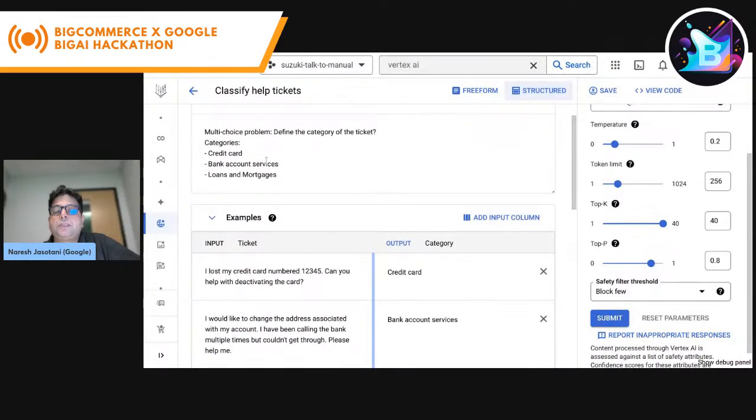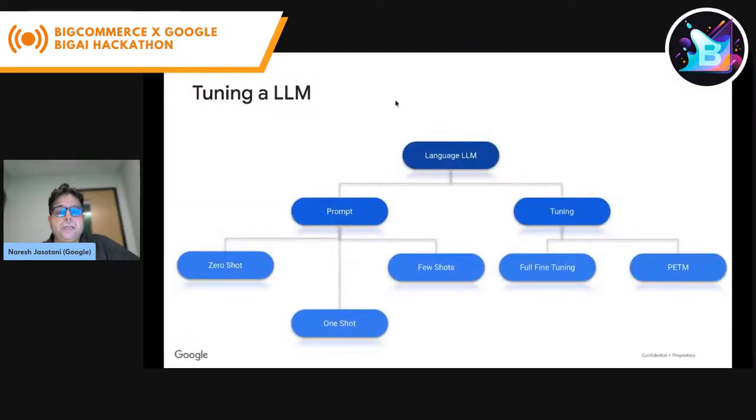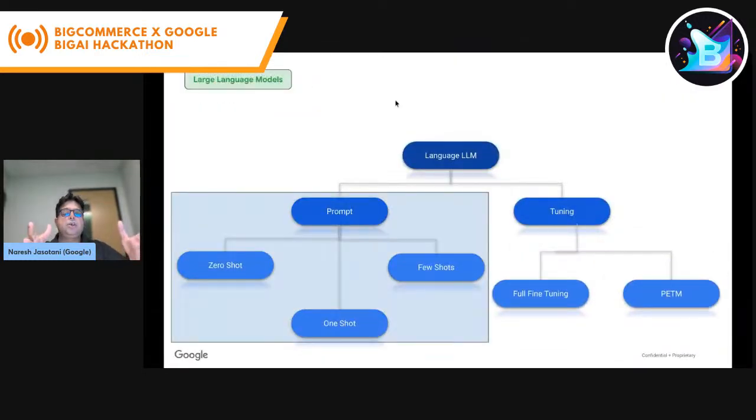Bank account services. So this is one of the methods where you provide examples to the prompt, and the prompt does the job for you. Now, let's go back to our conversation here. This is what is known as prompt engineering. You define prompts, you suggest examples to the model, and the model does its job.